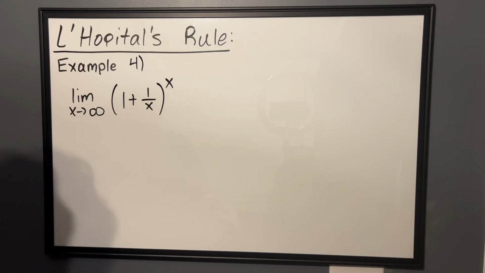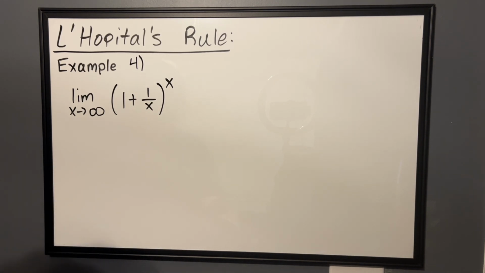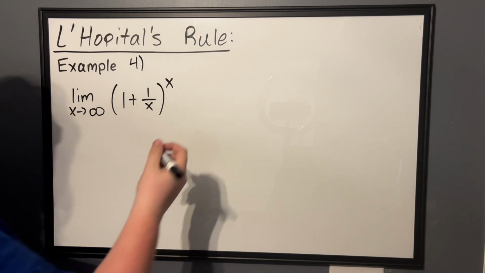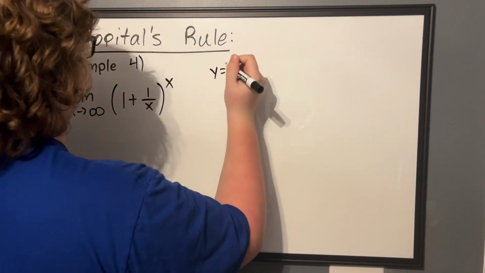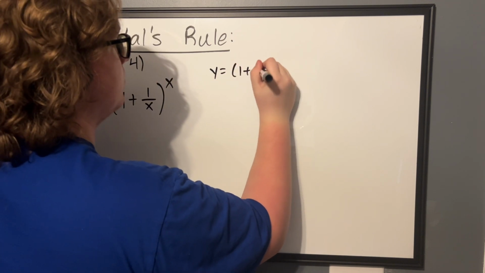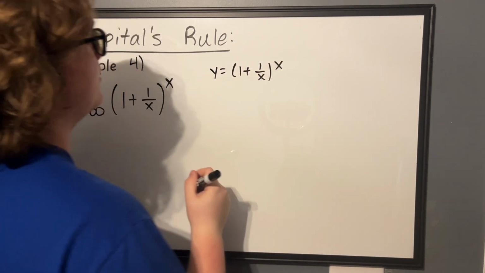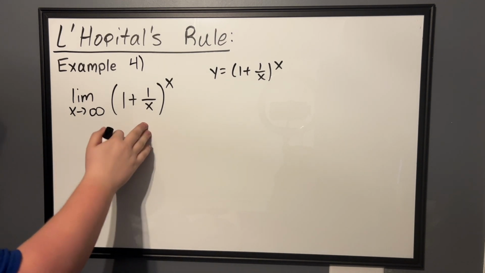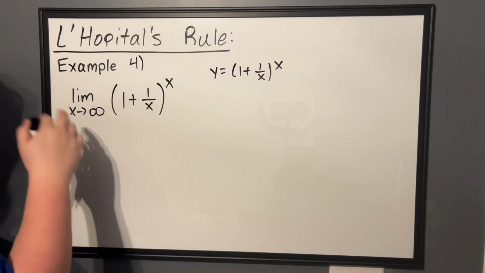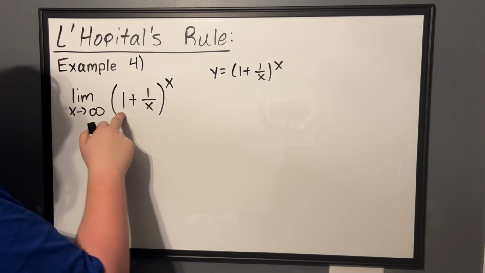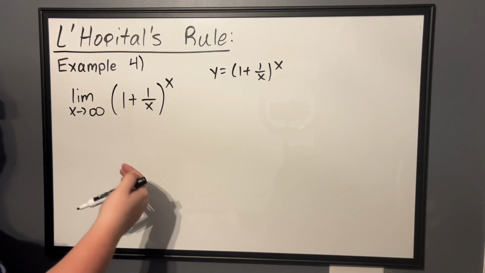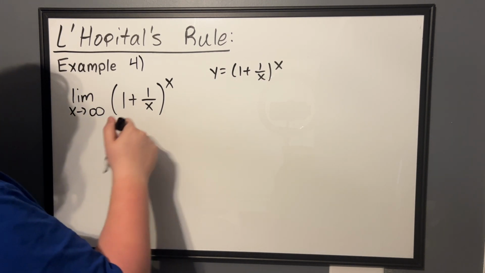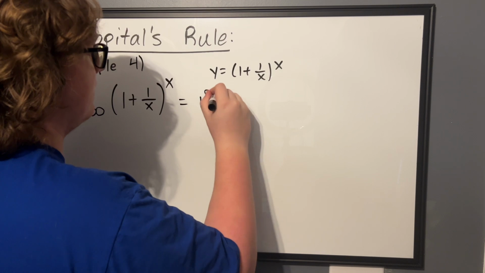There's a few ways to do it. Some people will use what's called the two-step approach, but I think it's a little more intuitive just to set up a function. So we're going to say that y is equal to 1 plus 1 over x, to the x power. And so when we try to do this limit, when we look at it from right here, this is actually going to be 1 plus 1 over infinity. 1 over infinity is just going to converge to 0. So we're going to have 1 to the infinity.